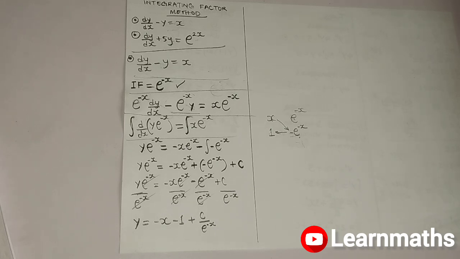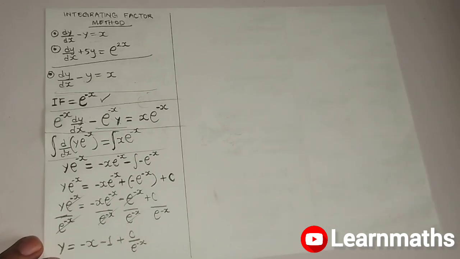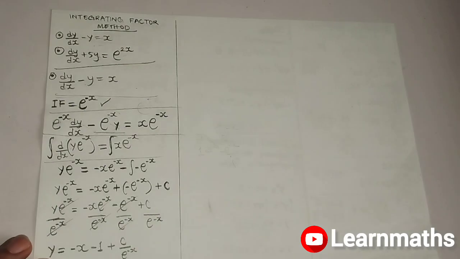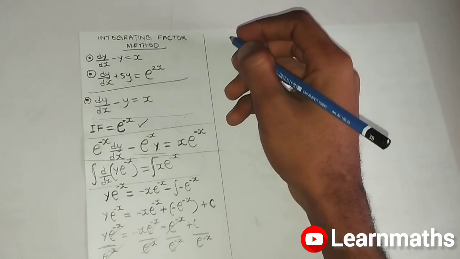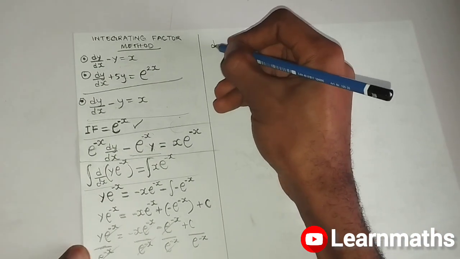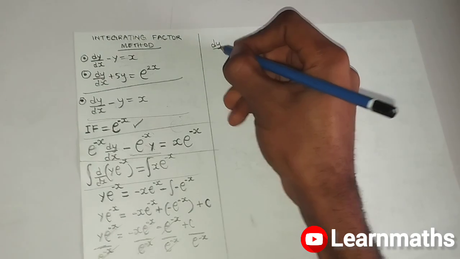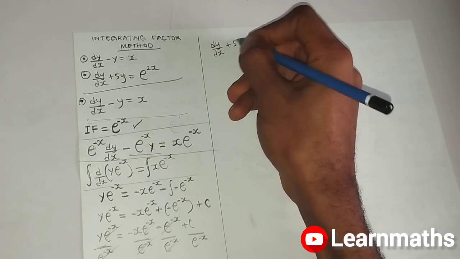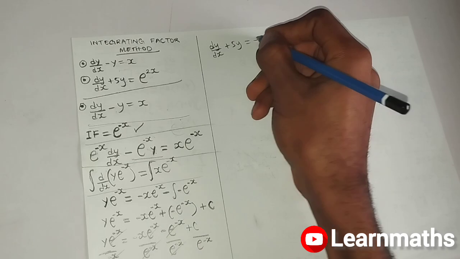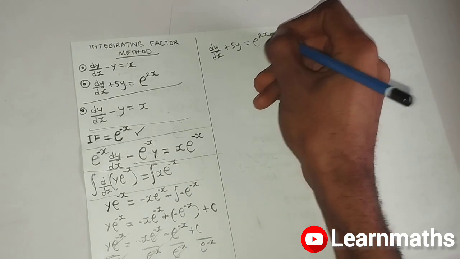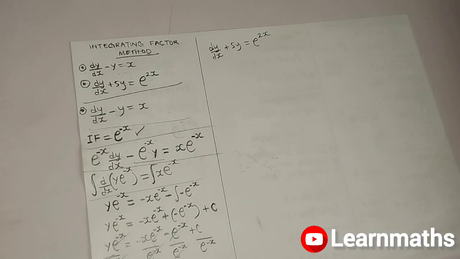All right, so we're going to try the second example for better understanding. Let's try the second example. dy dx plus 5y equal to e, okay, exponential.